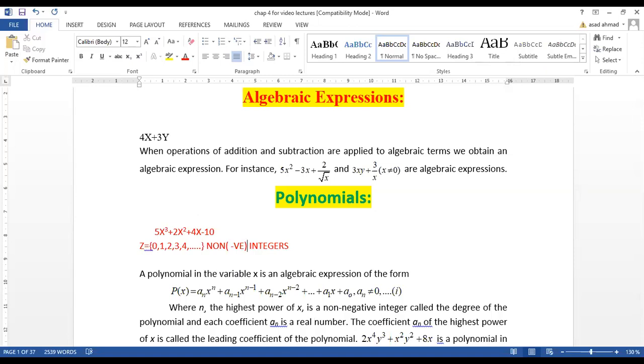Now, what is the relationship? Why am I explaining it so much? This word integers and non-negative integers. When we are talking about an algebraic expression, I just explained to you that variables and constants are connected together with positive or negative signs. So this will become an algebraic expression. Now I'm going to define it with this example. Actually, this is an example I have written just to give you some idea.